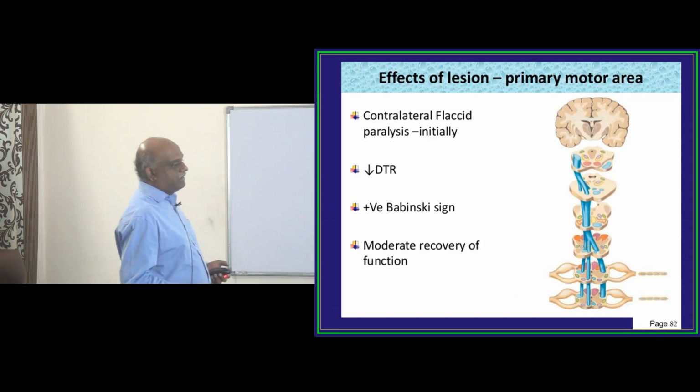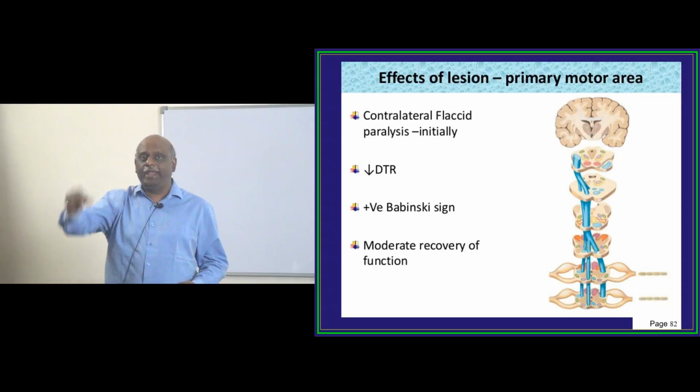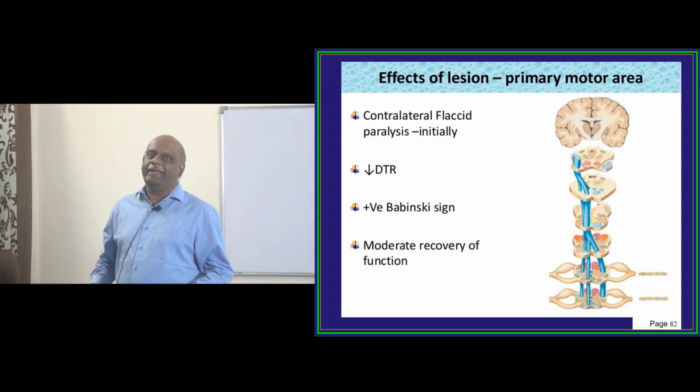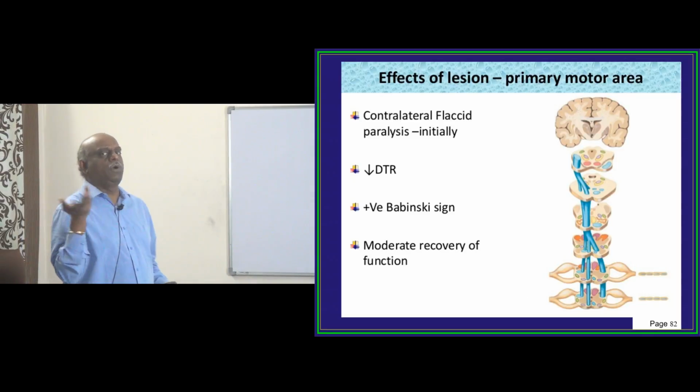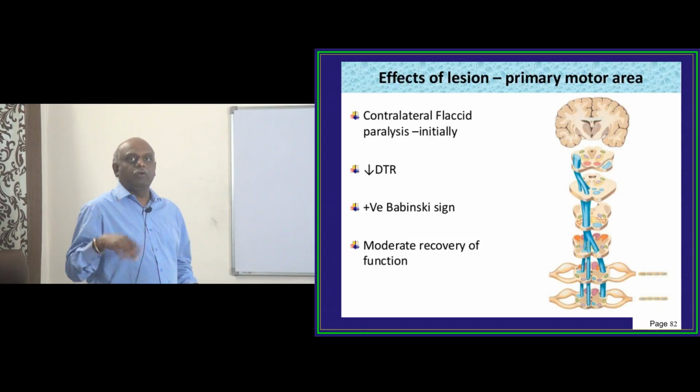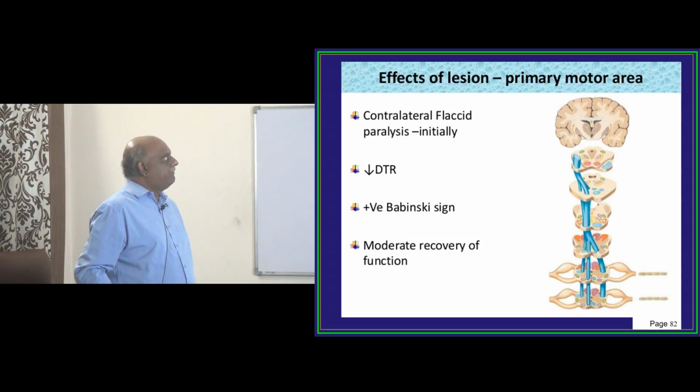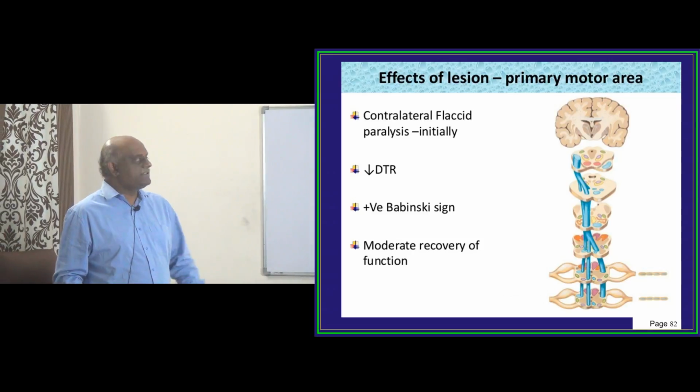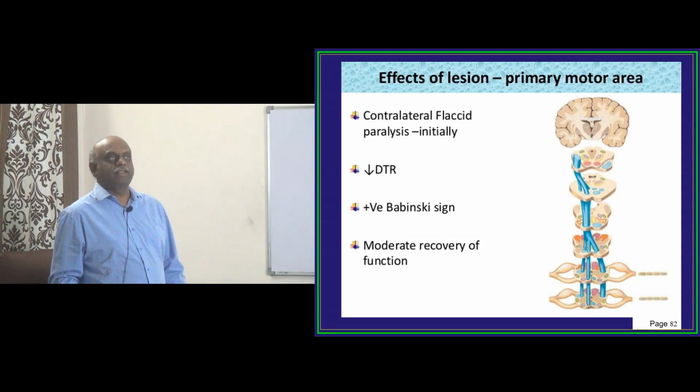Therefore, this area 4 is precentral. If something happens to this, how will be the presenting features? Flaccid paralysis, areflexia, Babinski, etc. will happen.